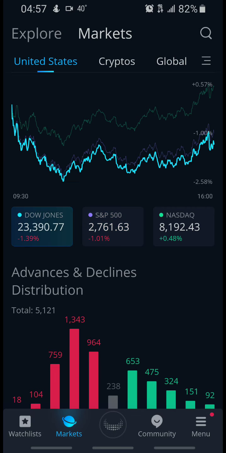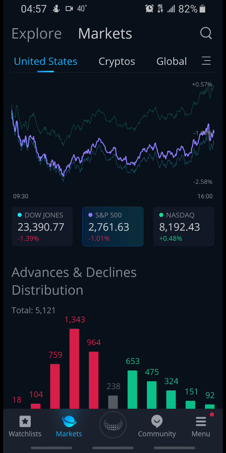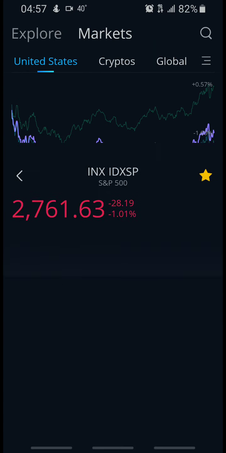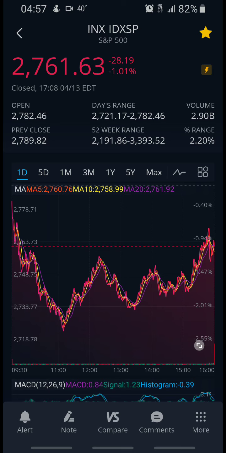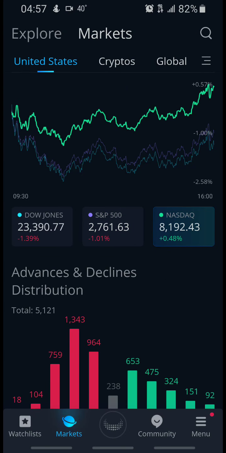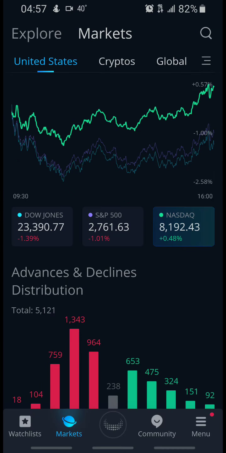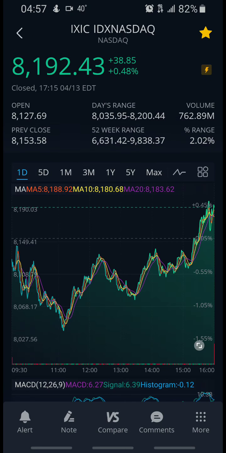This is yesterday's trading. This Dow Jones, of course, we all know it was down like 328. Of course, everyone knows the S&P was down 28.19 hundredths, but the Nasdaq was up 38.85, 0.48. So how did I get a 6% gain on a down day like today? Or, sorry, a day like yesterday?